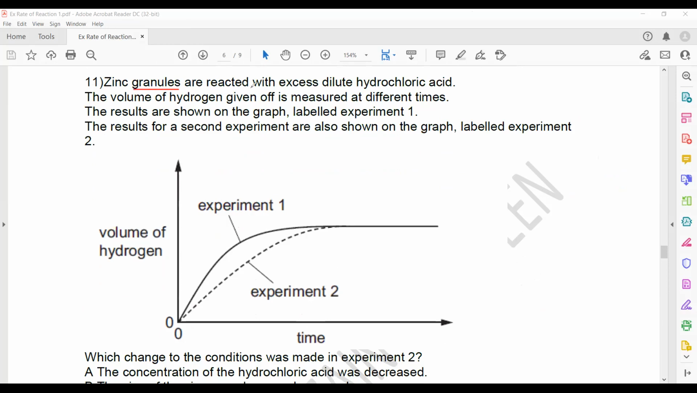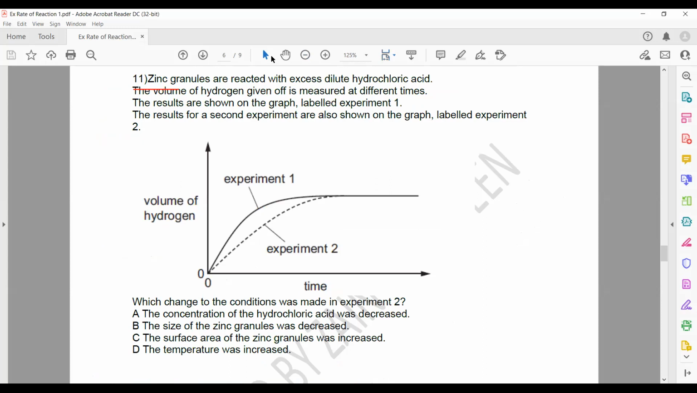Question 10. Zinc granules are reacted with acid. The volume of hydrogen given off is measured. The results are shown for experiment 1. The results for the second experiment are also shown. So experiment 1 is fast and experiment 2 is slow. Which change to the condition was made in experiment 2? Like what we did in experiment 2 so that the reaction slowed down.